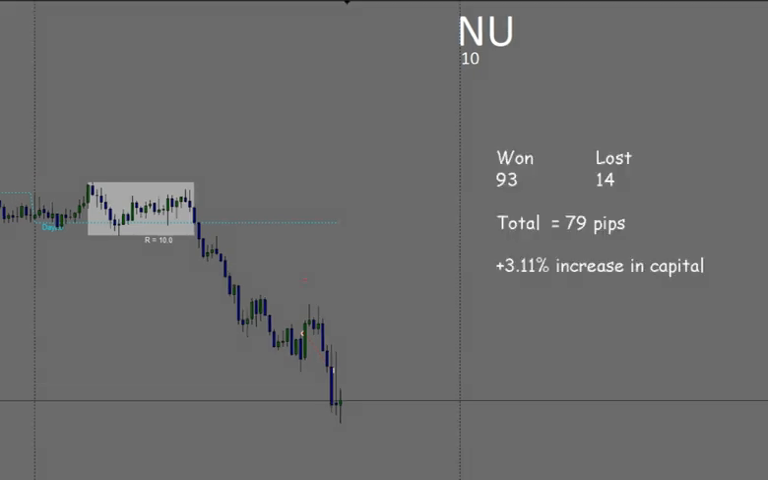And so final totals for today, just typed up on here. You can see those trades that I took, I won 93 pips and I lost 14 pips, giving me a total of 79 pips profit, and that equates to 3.11% increase in my capital, just risking 0.5% on any one trade that I take. And I was trading for 83 minutes, so good return.